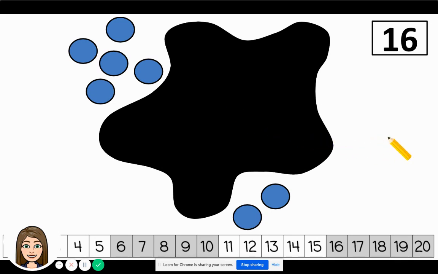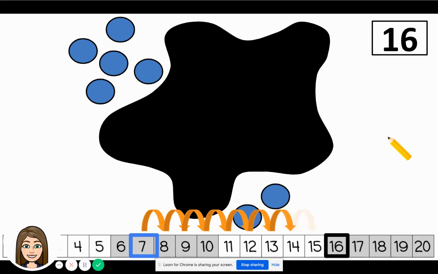This is what I thought. If 16 is my whole and the part is 7, what part is missing? I put my finger on the 7 on the number path, and I counted on 9 to 16. 1, 2, 3, 4, 5, 6, 7, 8, 9. So I thought there must be 9 blue circles under the splat.